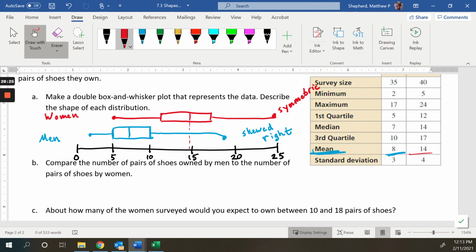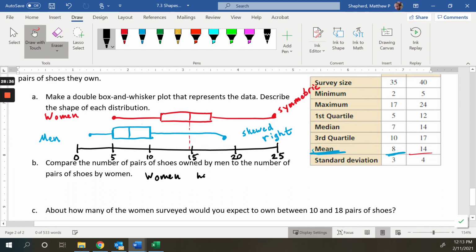All right, so compare the number of shoes owned by men to the number of pairs owned by women. Putting it simply, women have more. Notice in every single section, in every single measurement, women were higher. In their minimum, they were higher. In their maximum, they were higher. Their middle 50%, their box, the entire box is higher than the men's entire box. Women have more shoes. That's the takeaway by just quickly looking at that.